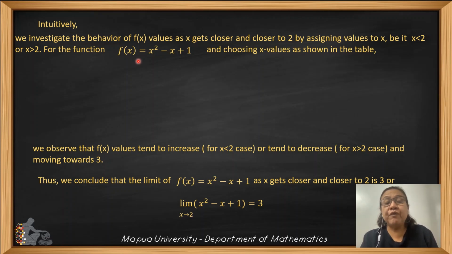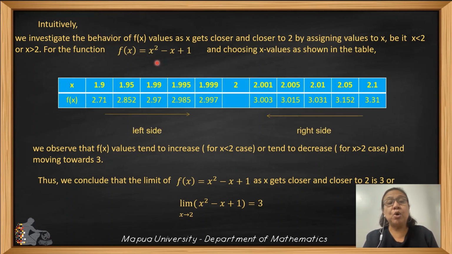So for the function f of x equal to x squared minus x plus 1 and choosing x values as shown in the table, if we pick x values that are less than 2 but are made to move closer and closer to 2, the corresponding f of x values are observed to be increasing towards 3. If the x values are those that are always greater than 2 but are made closer and closer to 2, the corresponding f of x values are observed to be decreasing towards 3. So at this point, we conclude that the limit of x squared minus x plus 1 as x approaches 2 is 3.